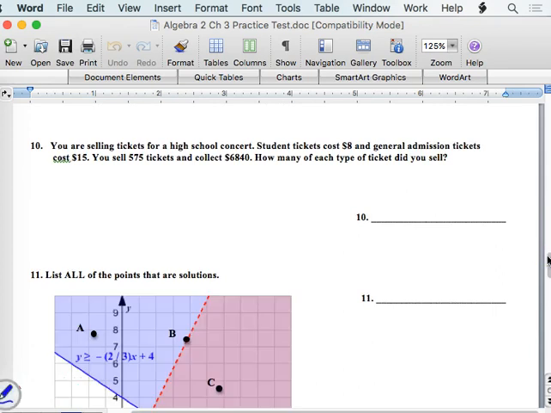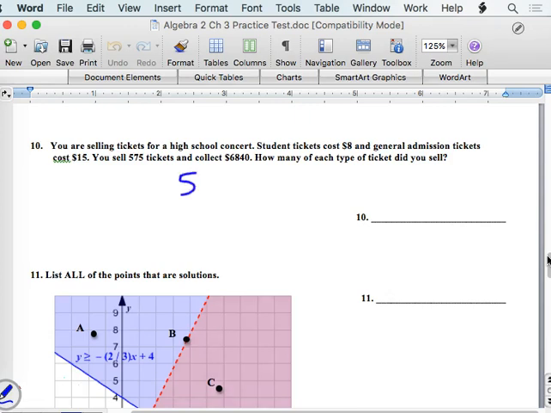You're going to sell tickets for a high school concert. Student tickets cost $8 and general admission tickets cost $15. You sell 575 tickets and make $6,840. That's a lot of money. How many of each type of ticket did you sell? That's now where I'm going to start. Give me a total.